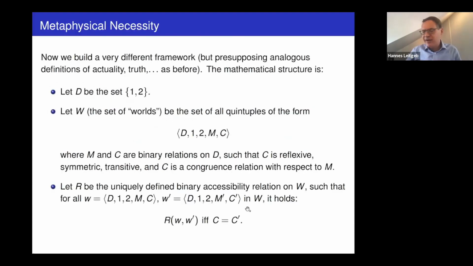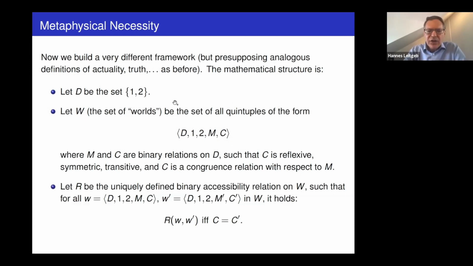Now let me give my third and final example. This is a bit different, so we need to reset things. This is not a slight variation, but we build a new framework. But I presuppose, I promise, analogous definitions of actuality, truth, and so on, so I won't rehearse them again.